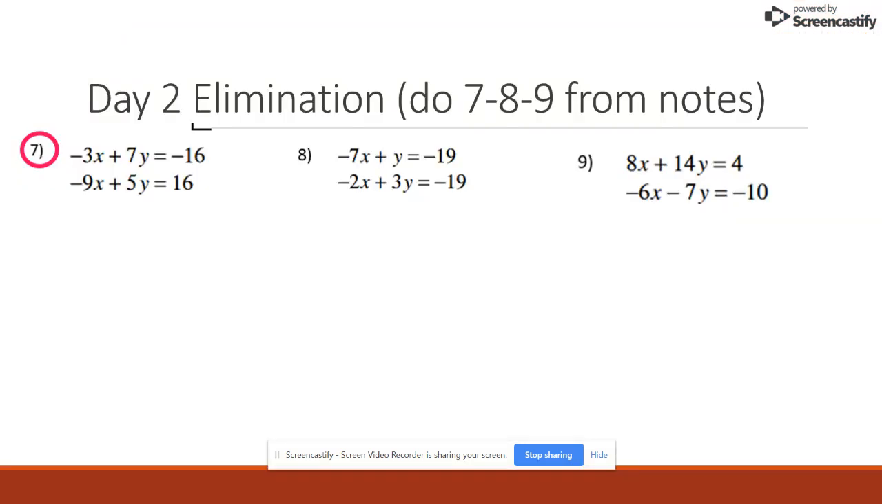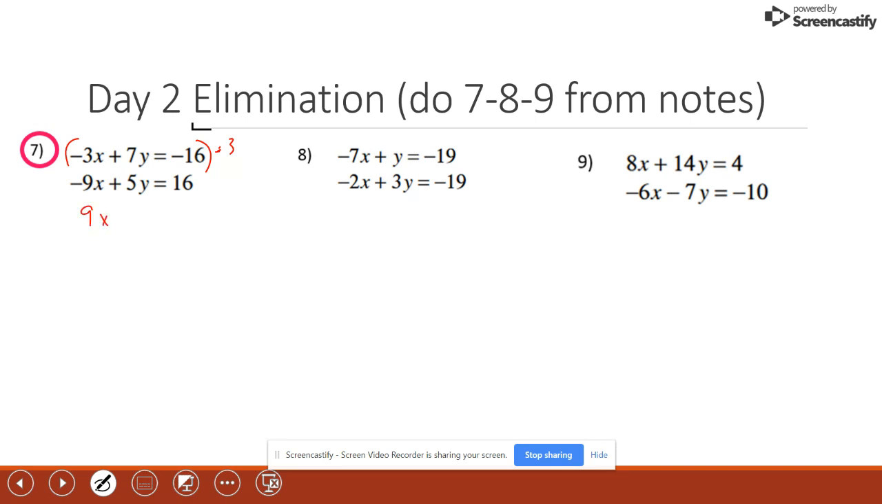Okay, these are the notes for the rest of elimination, the harder questions. I'm looking at each equation and trying to figure out if I can eliminate anything. For the first one, I'm going to eliminate the x. I'm going to multiply the first equation by -3 because I want this to be a +9. I'm going to multiply everything, and I'm rewriting it underneath it.